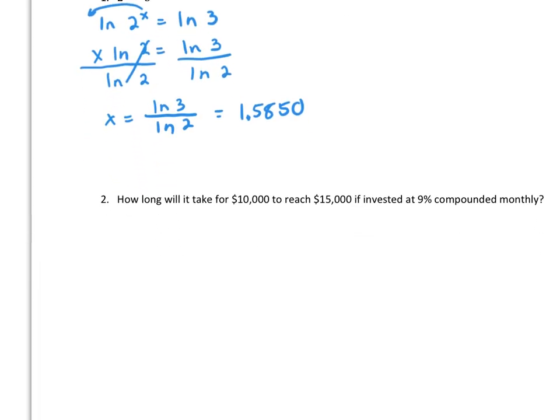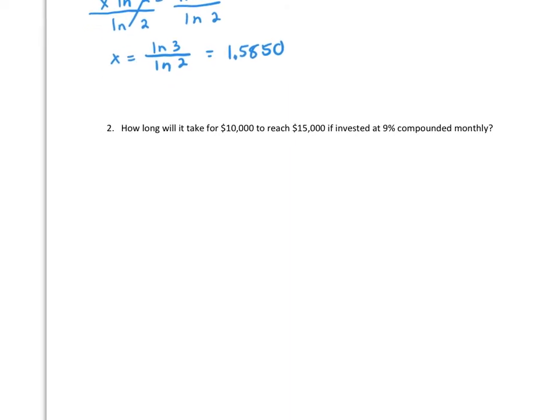All right, let's look at number 2. How long would it take $10,000 to reach $15,000 if invested at 9% compounded monthly? It doesn't say continuously, it's monthly. So that formula will be A equals P times 1 plus r over n, to the nt. Now P is your initial investment, and that's going to be 10,000. And my accumulation amount is 15,000. I didn't plug in these other numbers. Hold on.